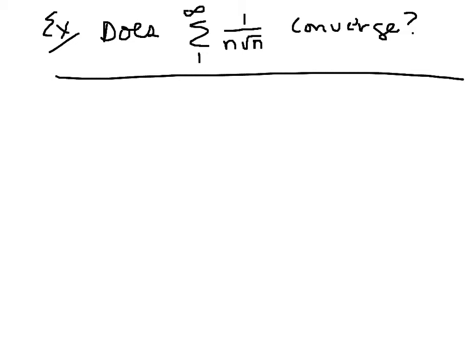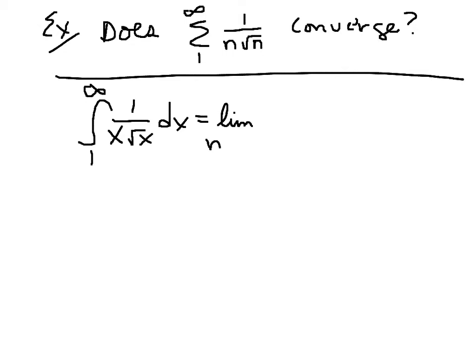Okay, so for our first example of using the integral test, let's examine whether this infinite series converges or diverges. So the integral test informs us that the possible convergence or divergence of that infinite series is exactly the same as the convergence or divergence of this improper integral. So let's look at that. This is equal to the limit, as n approaches infinity, of the integral from 1 to n of x to the minus 3/2 dx.